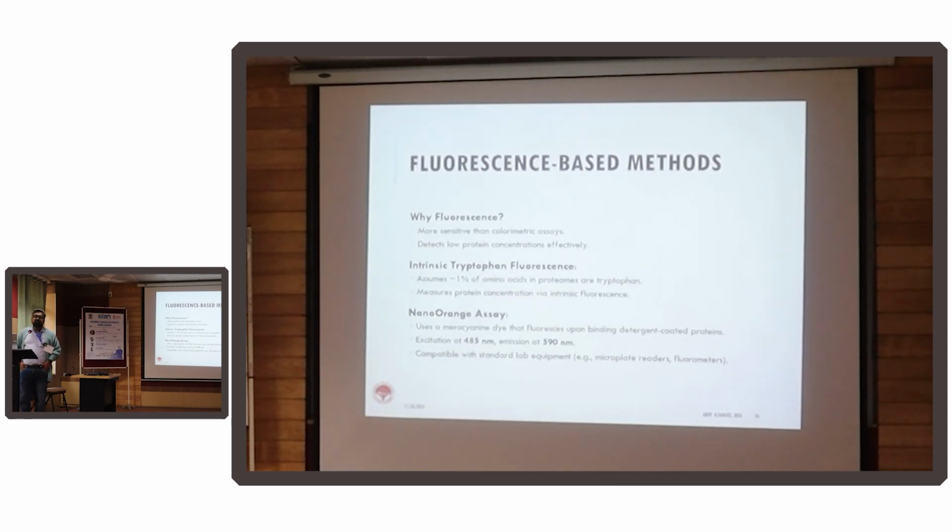So if you're working with a low abundant protein, where your sample is very low abundance and you don't have too much of it to spare, you can use intrinsic tryptophan fluorescence, or you can use reagents like the Orange assay. They use a specific dye that is excited at 485 nanometers and has an emission of 590 nanometers. And you can use it with fluorometers and microplate readers.